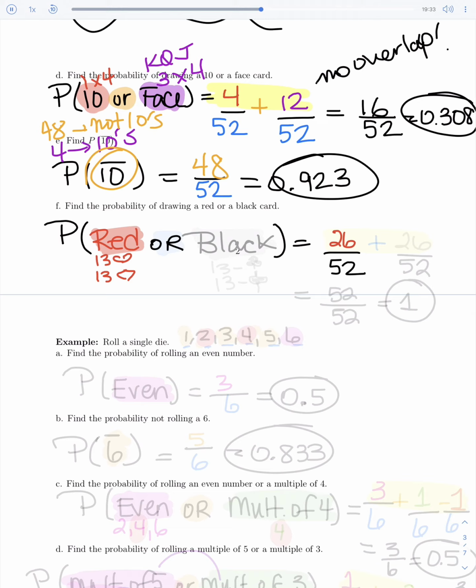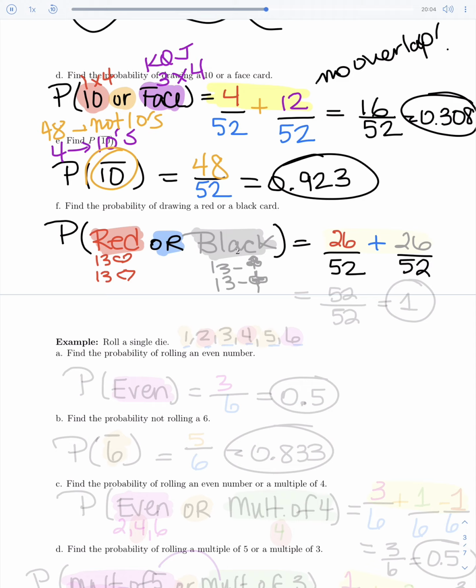Remember, because of the OR, we're going to add. Now let's count up how many black cards we have. Remember that there are 13 clubs and there are 13 spades. So that's a total of 26 out of 52 black cards.